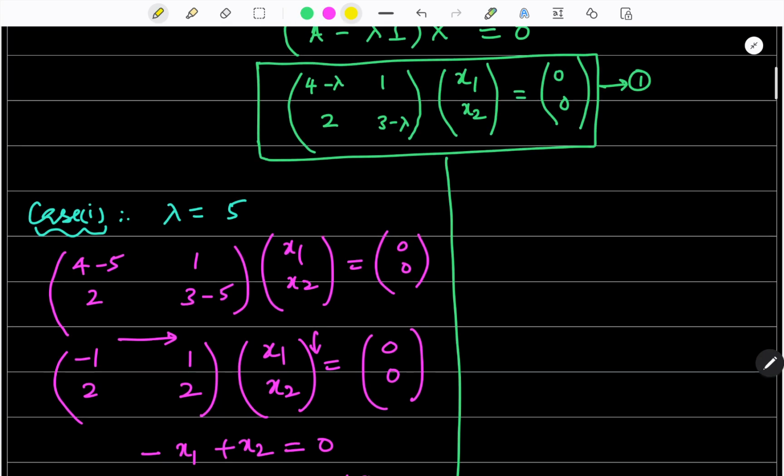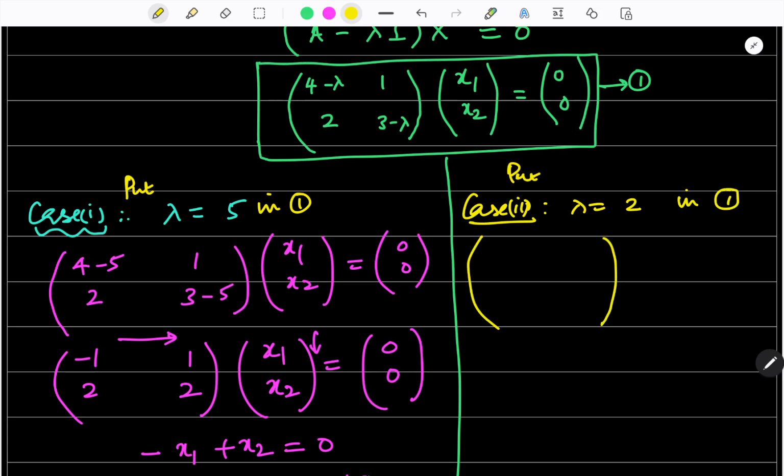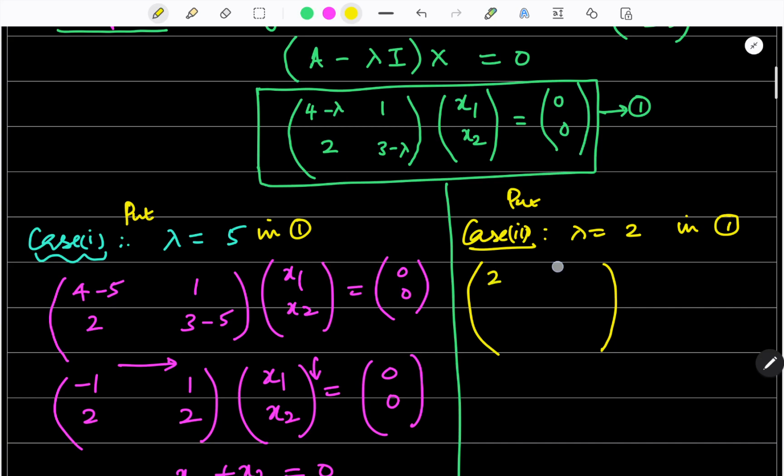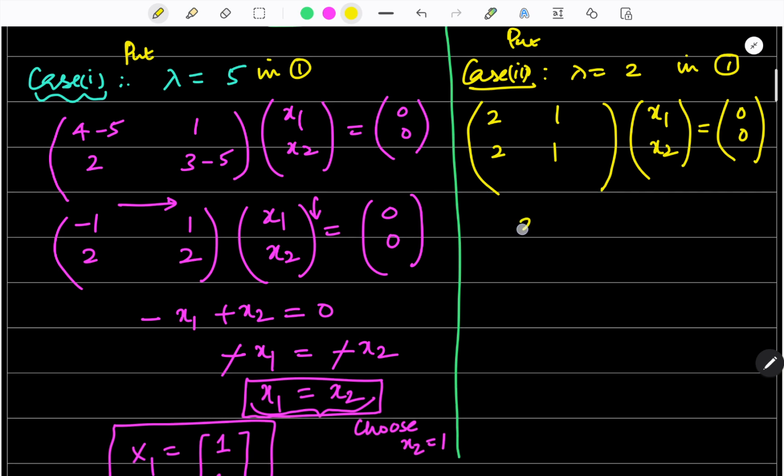Let's go and find the second eigenvector. In case 2, lambda is equal to 2. So put lambda is equal to 2 in equation 1. When I put lambda is equal to 2, look here: 4 minus 2 is 2 and then 1, 2, and 3 minus 2 is 1, operating on x1, x2 is equal to 0, 0. So now first row, first column, which is 2x1 plus x2 is equal to 0. If you do the second also, it is the same equation, so no need to do it.